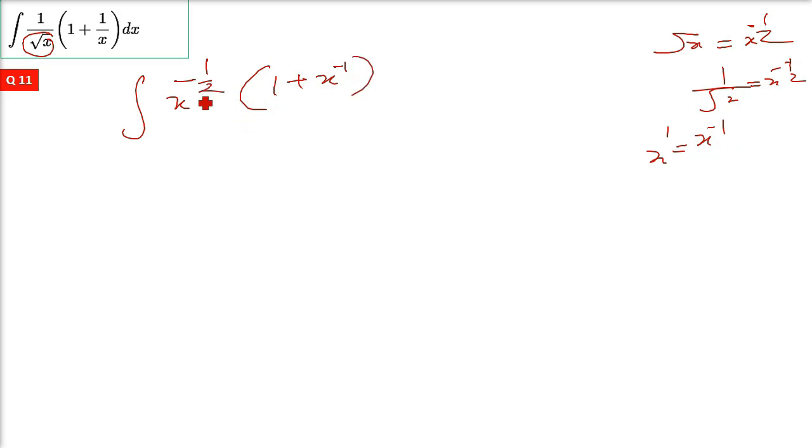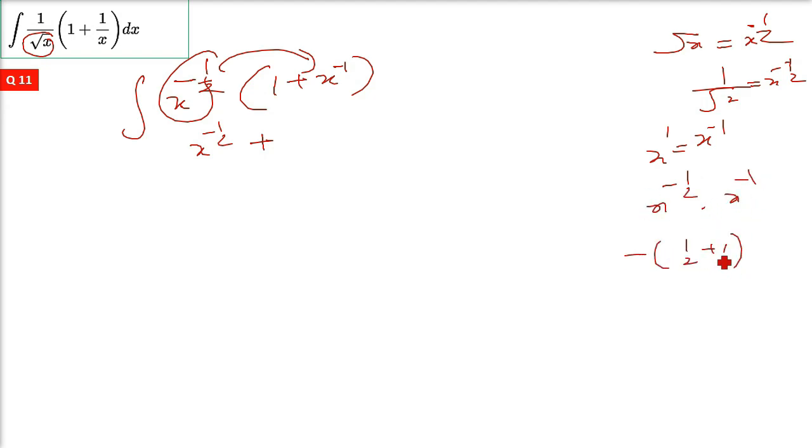Now multiply inside and then separate them out also. x raised minus half into 1 is x raised minus half only. And x raised minus half into x raised minus 1 will be minus half minus 1. So you can simply take minus out. Minus half plus 1 is 3 by 2. So you get 3 by 2 with negative sign. x raised negative 3 by 2. And this is going inside the integration, but we have separated them out.